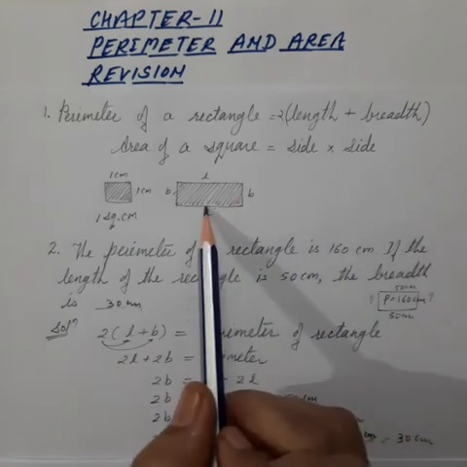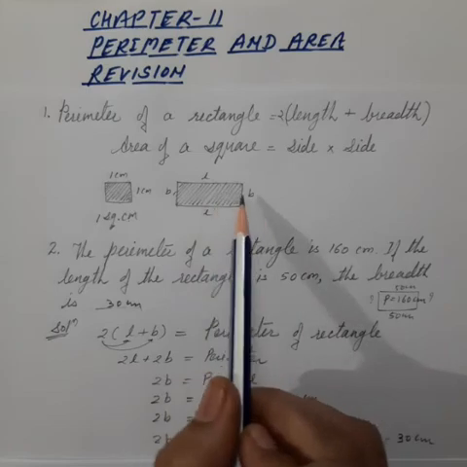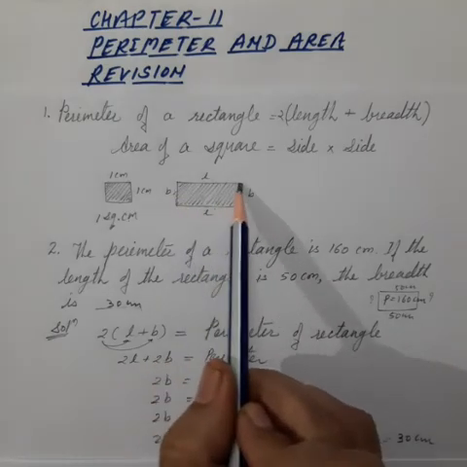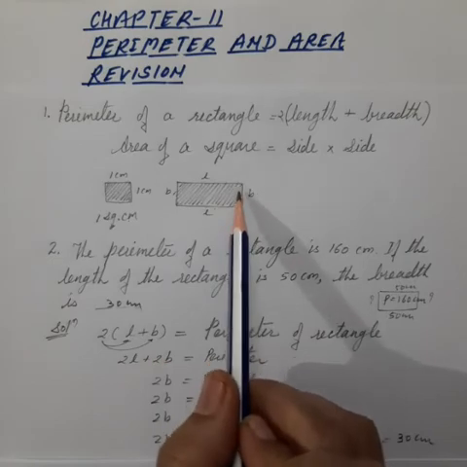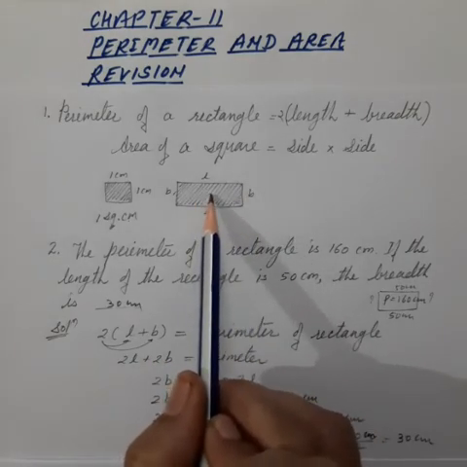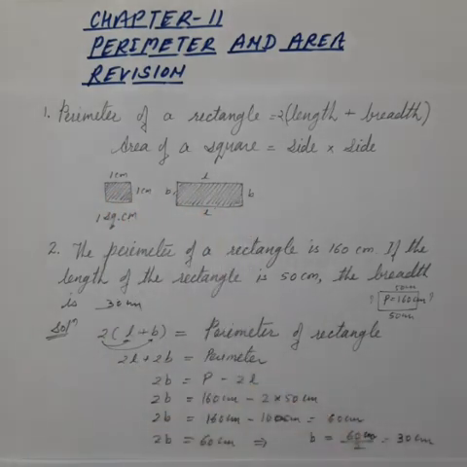A rectangle is a 4-sided polygon with opposite sides equal and all angles right angles. Longer side is called the length and shorter side is called the breadth. So, the area of a rectangle is length into breadth.